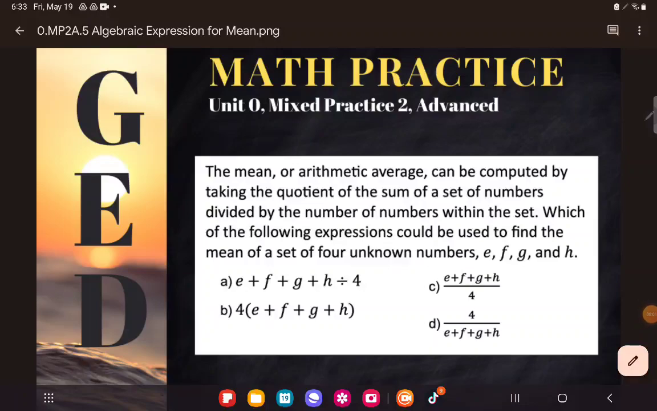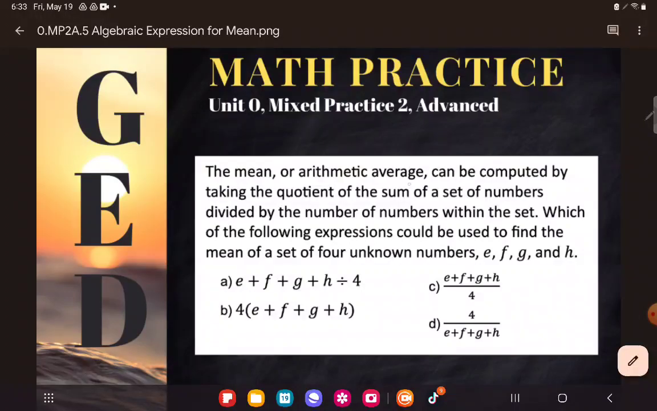Hey, GED students, first word of advice. Don't get intimidated by the word problem. Don't get intimidated by the ugly answers. This is actually easier than it seems. Let's take a look. It says the mean or arithmetic average.